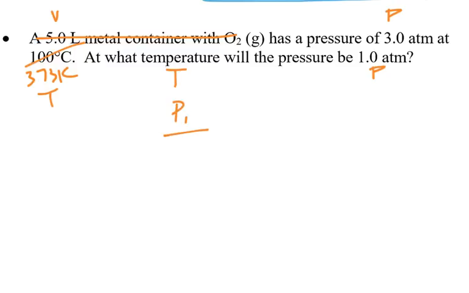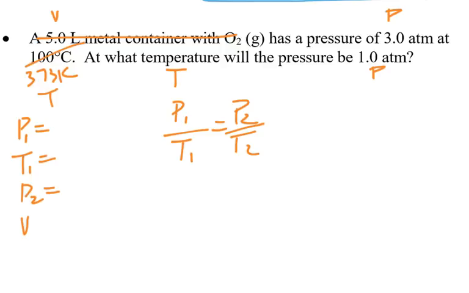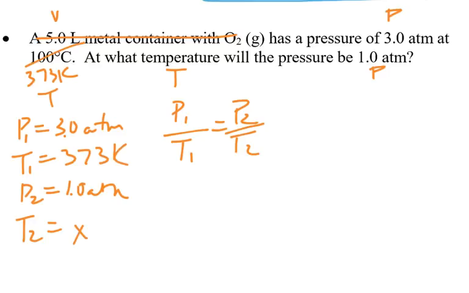So the law we know is P1 over T1 equals P2 over T2. So let's organize our variables, P1, T1, P2, T2, excuse me. Pressure is 3 atmospheres. And what's the new pressure? That's X. Okay, temperature we said was 100. Oh, I'm sorry, that's wrong. Okay, the new pressure is 1 atmosphere. Okay, the first temperature is 373 Kelvin, so what is the new temperature? And the answer is going to come out in Kelvin.